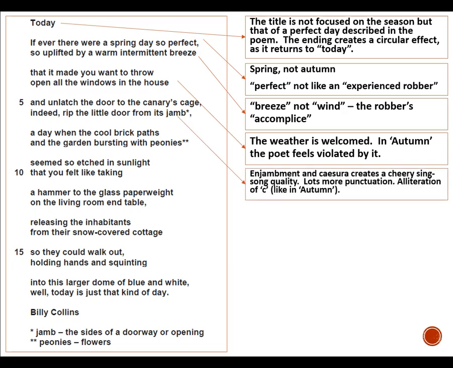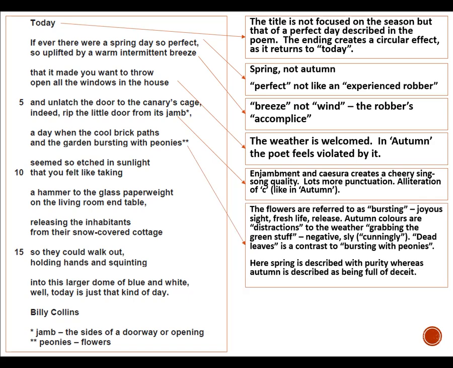Now, looking at some poetic devices, we see a lot of enjambment and caesura, which creates a cheery, almost song-like tone. There is also a lot more punctuation than what we see in autumn. However, a similarity is the alliteration that is used, except the effect is different in each poem. Here, the flowers are described as a joyous sight.